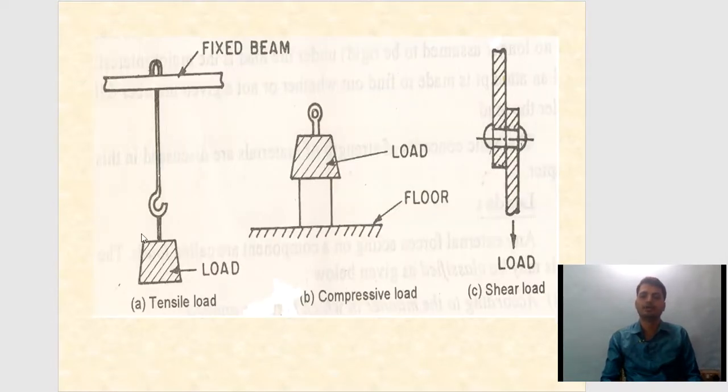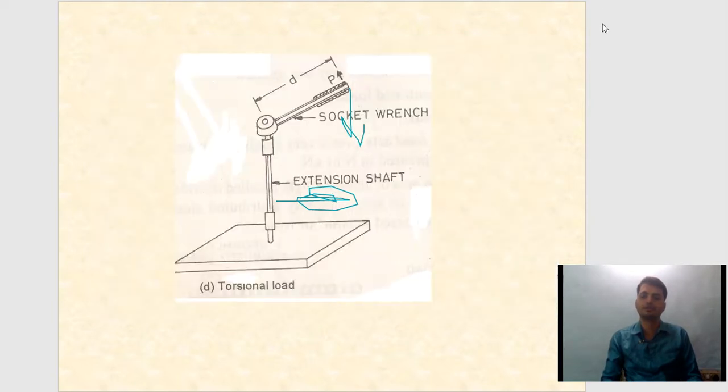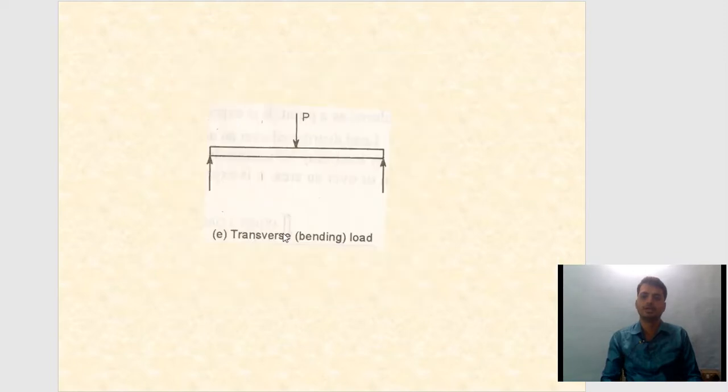See, these are examples. Tensile load. A material has some tendency to stretch like this. Compression load. This material has some compression loads. And shearing loads, twisting loads, torsional loads, and bending loads. Definitely a load will be applied and it will bend.